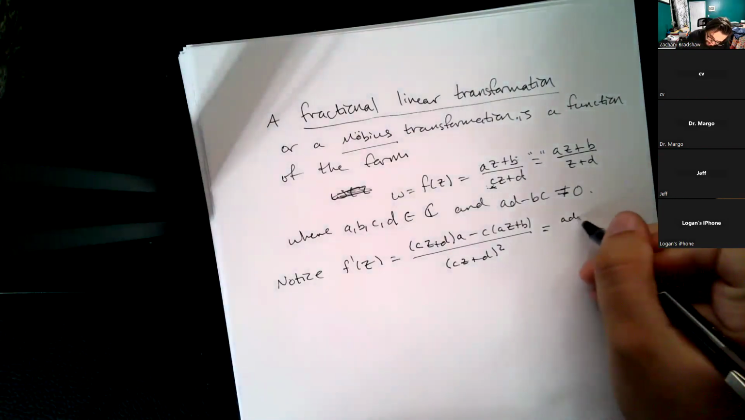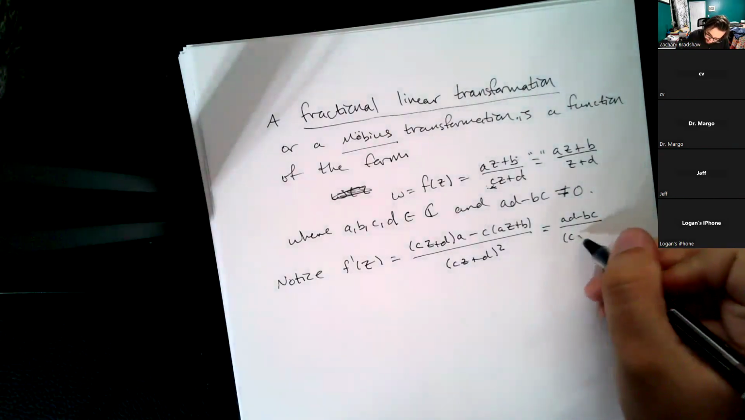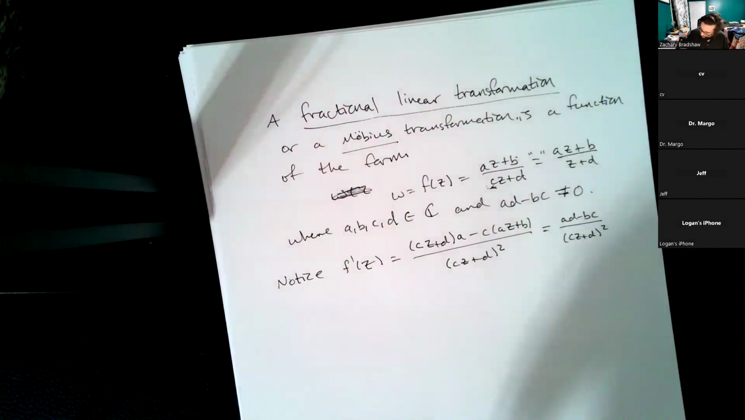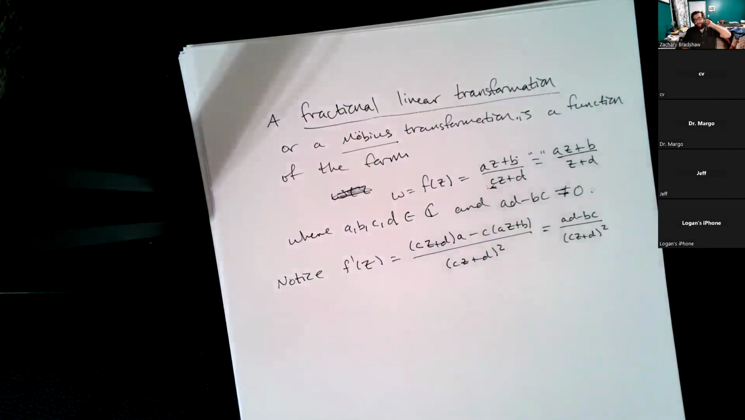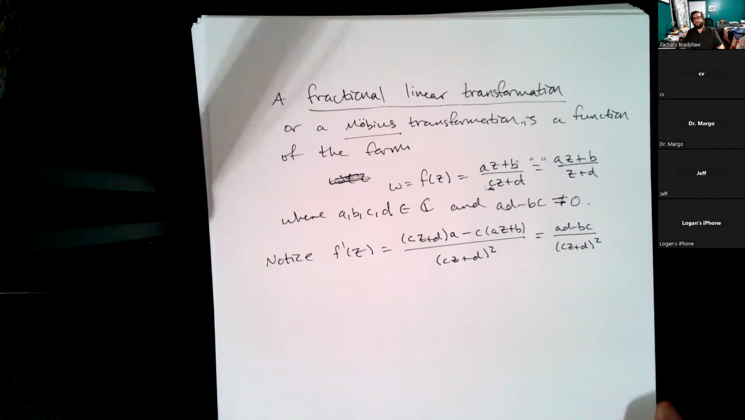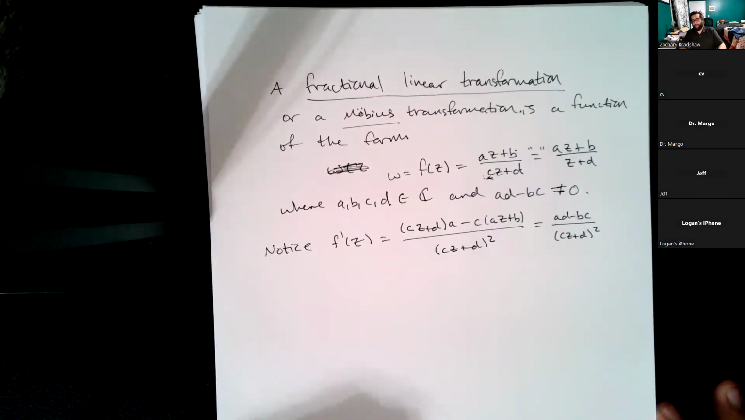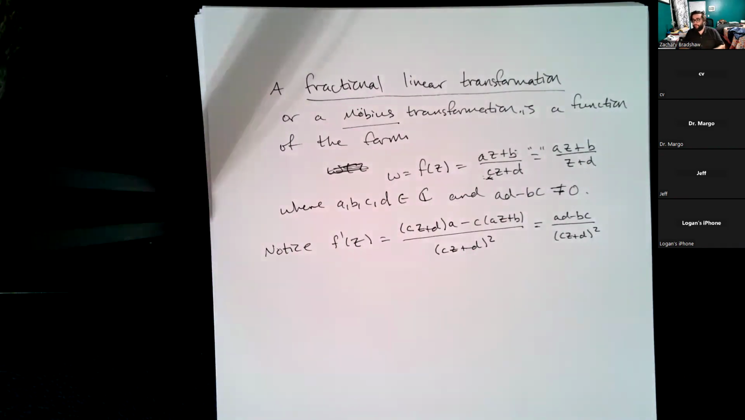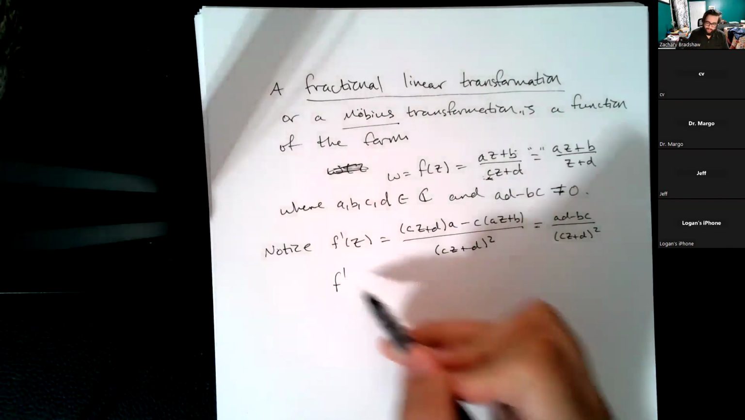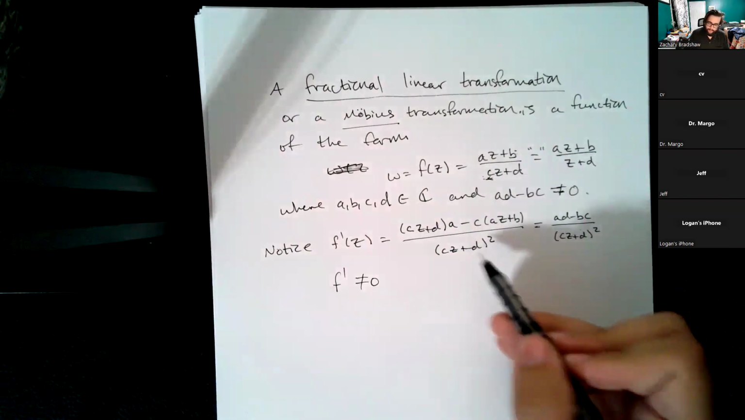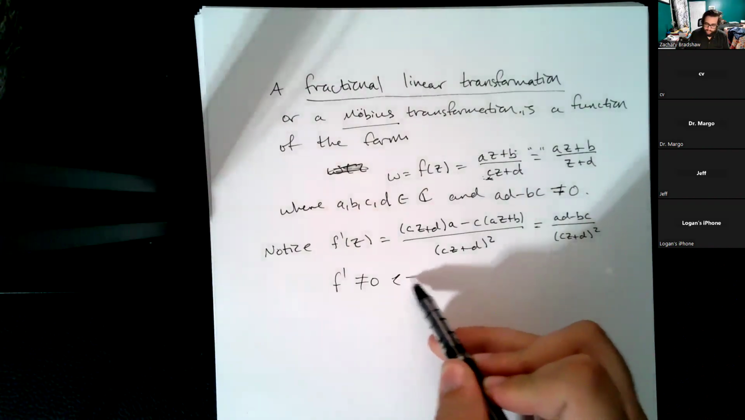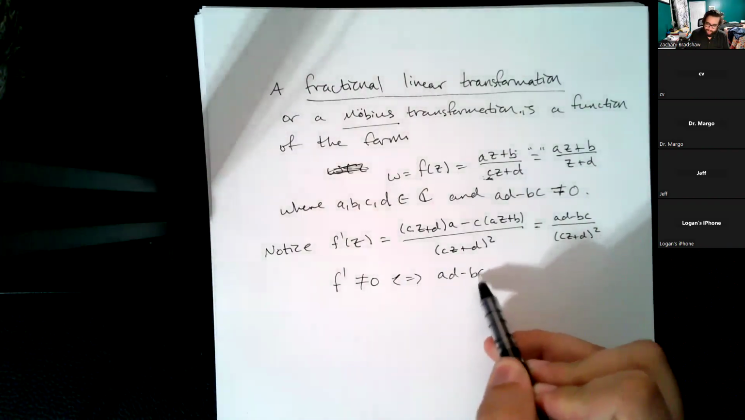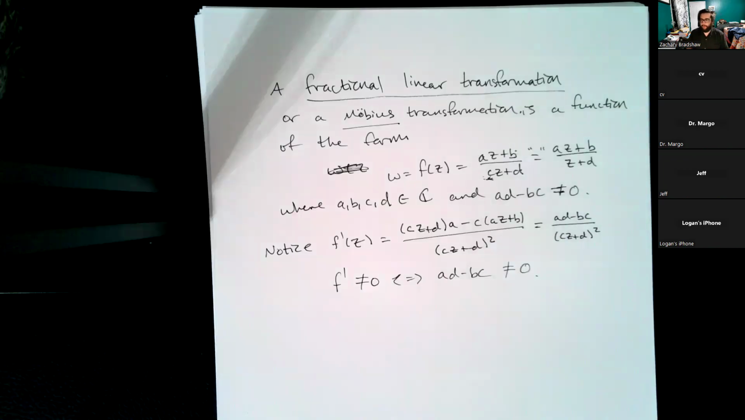And this simplifies to (ad minus bc) over (cz plus d) squared. And one of the things that we wanted in all of our previous discussion was for this derivative to not be 0, right? And so the assumption that f prime is not 0 is equivalent to the assumption that ad minus bc is not 0. So that's why this is here.